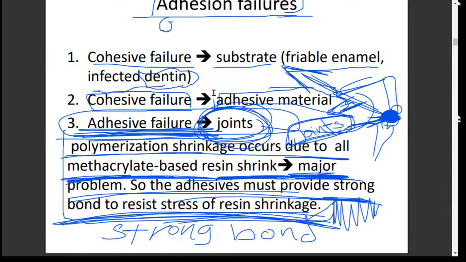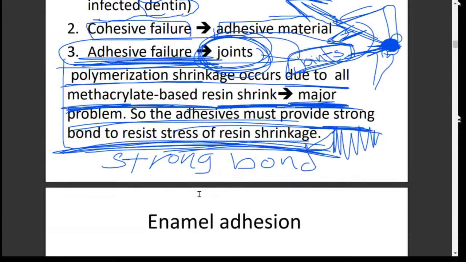Next, number 3 was the adhesive joints failure. Polymerization shrinkage occurred due to all methacrylate-based resin shrinkage. It is a major problem, so the adhesive must provide a strong bond to resist the stress of resin shrinkage. The strong bond.